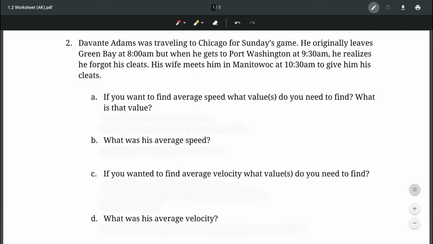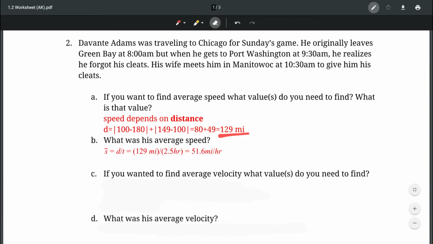So if you want to find the average speed, what do we need to find? And the answer is distance, because speed depends on distance. And so in order to find that distance, we have to take the absolute value of each trip. So this first trip is when he goes from Green Bay to Port Washington, which is south. And then the second part is from Port Washington back up to Manitowoc right there. But since we're talking about distance, we absolute value them and get a total of 129 miles traveled.